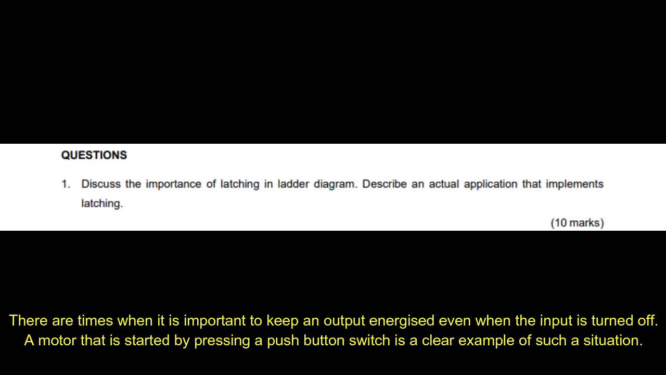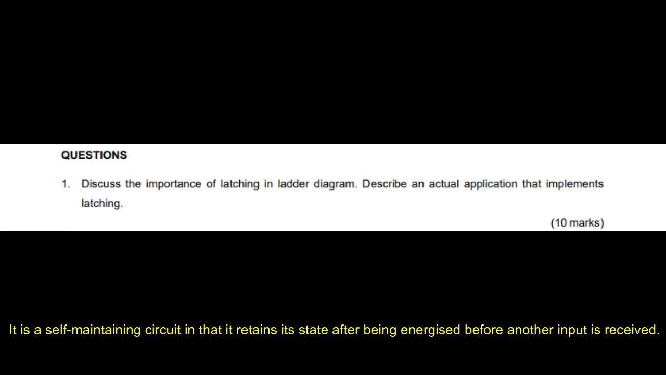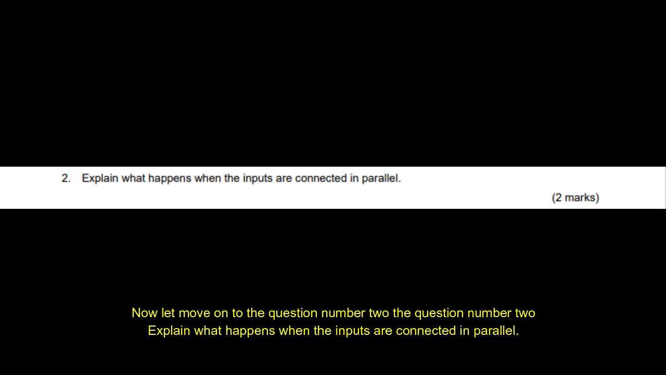A motor that is started by pressing a push button switch is a clear example of such a situation. Despite the fact that the switch contacts are not closed, the motor must continue to operate until a stop push button switch is pressed. The latch circuit is the circuit that performs the latching process. It is a self-maintaining circuit in that it retains its state after being energized before another input is received. Okay, now let's move on to question number 2.